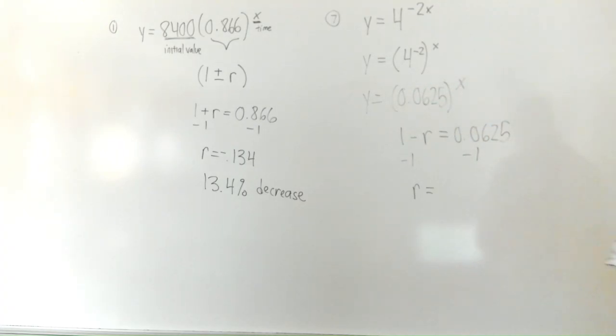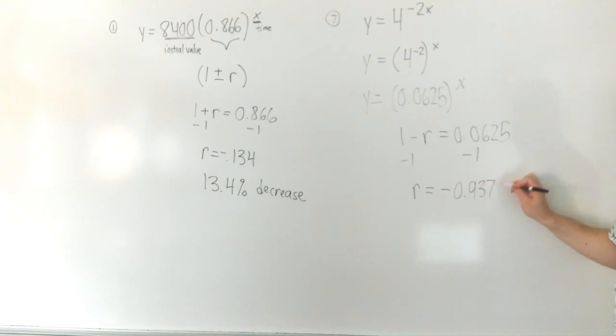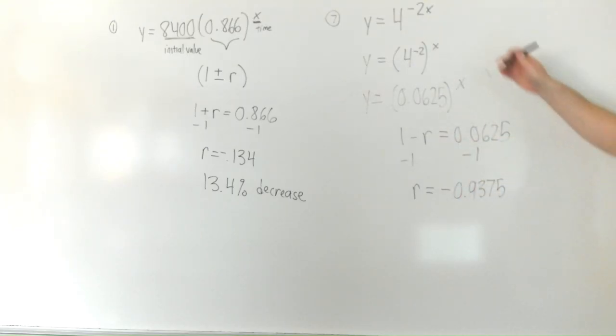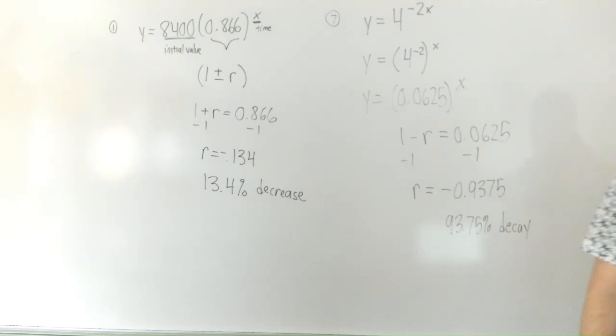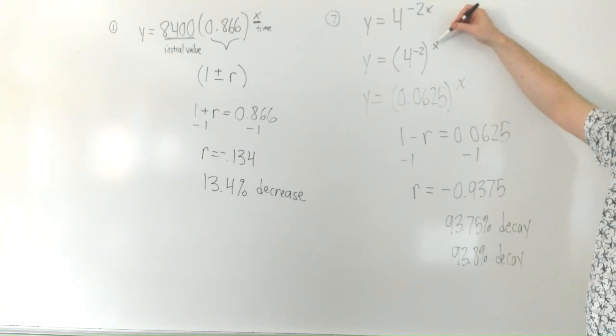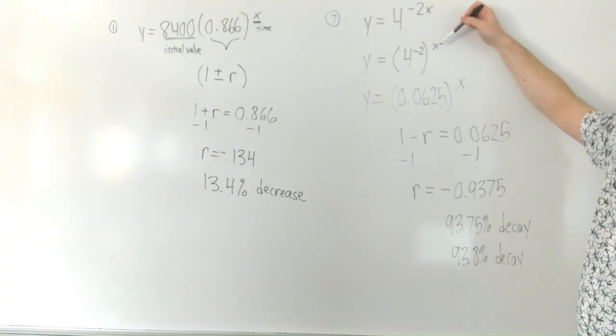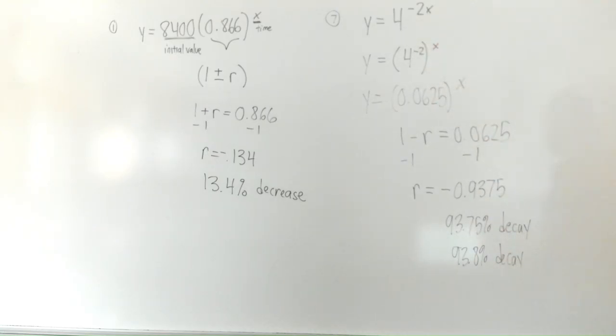And when we do that, we get 0.0625 minus 1. We get negative 0.9375. And what that means is this whole problem in disguise was a 93.75% decay. And actually, this question wanted it to the nearest tenth. So that would be a 93.8% decay. So this question wanted to know how much we were decaying by, and we had to do a little bit of work. Remember, the exponent has to be just x. You can't answer the question unless its exponent is just x and the number in parentheses is ready to be simplified or solved.